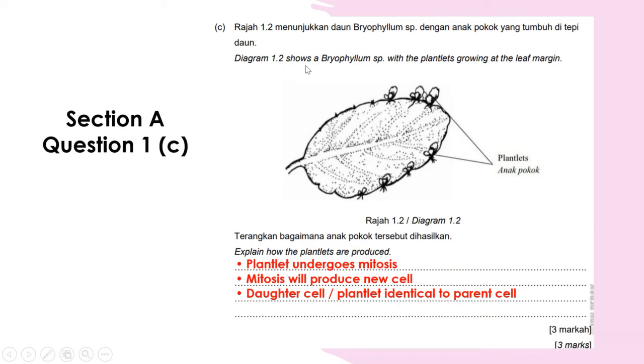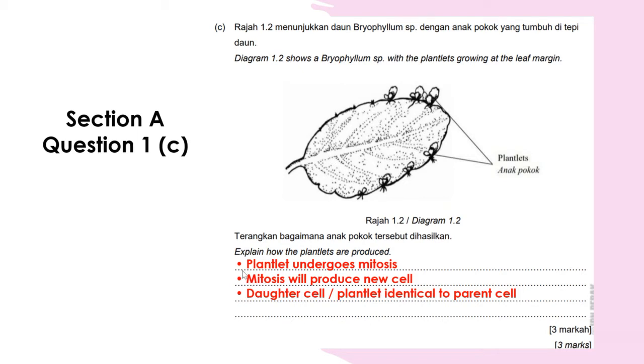The diagram 1.2 shows a bryophyllum species with the plantlets growing at the leaf margin. So this is referred to diagram 1.2. As we can see from the diagram here, these are the plantlets, that refer to anak pokok. Explain how the plantlets are produced. So you have to explain what process occurs that will cause the production of the plantlet.